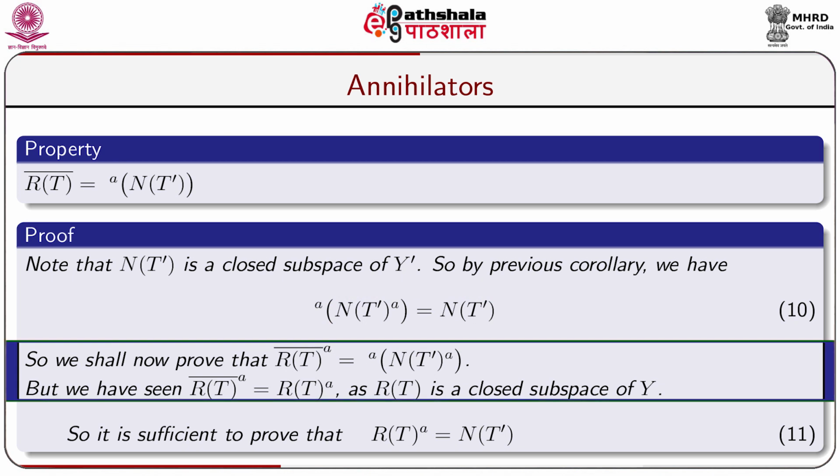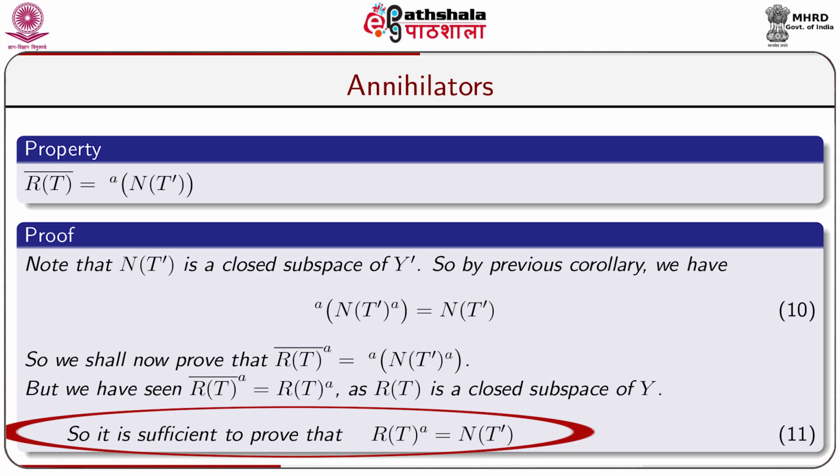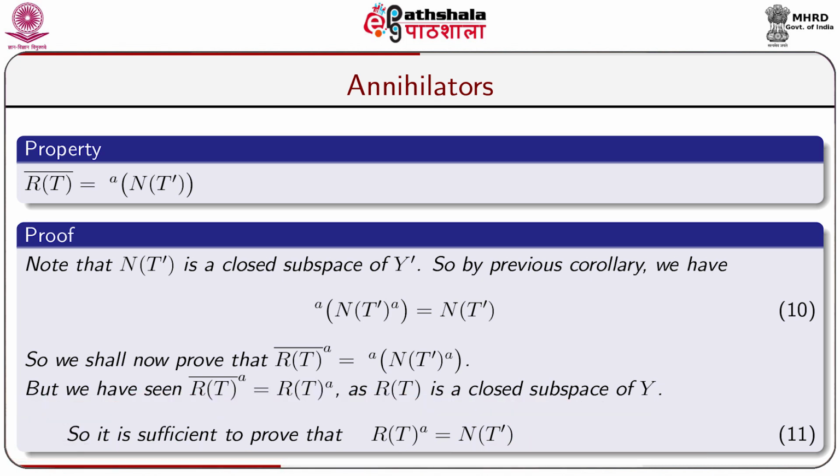We shall now prove that the annihilator of R(T) bar equals the annihilator of N(T dash), but we have seen that the annihilator of R(T) bar equals R(T)^A, as R(T) is a closed subspace of Y. So, it is sufficient to prove that the annihilator of R(T) equals N(T dash).